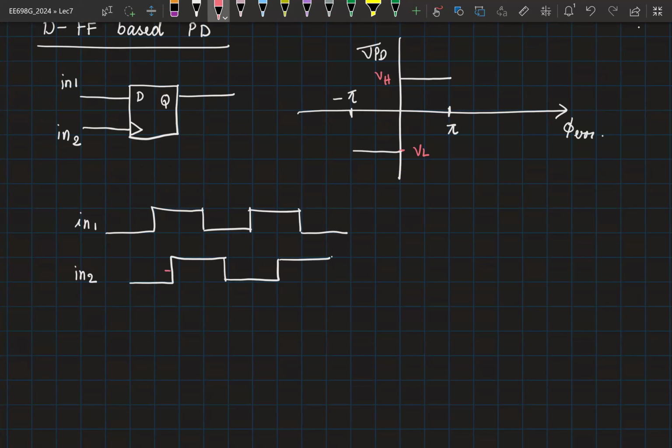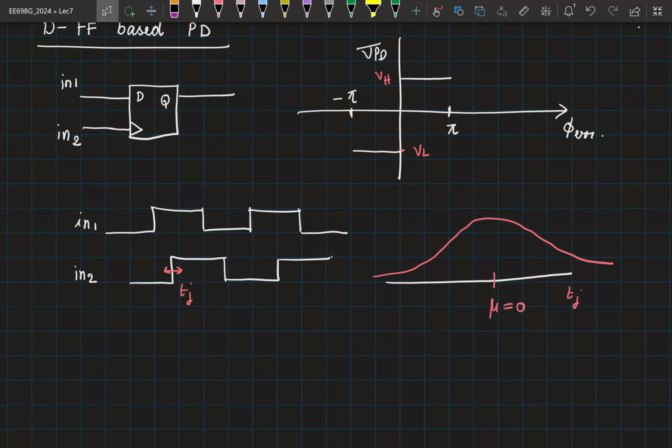So for the N2 signal, all the rising edges are going to shift around their ideal position with some probability. And we said that the probability distribution for that jitter, so let me call that variable Tj, was Gaussian in nature. So this had a mu which was equal to zero, because we would expect that on average, the position is the same as the ideal position, right? And it had some associated sigma value with it. And then we were calculating VPD average with this assumption in place.